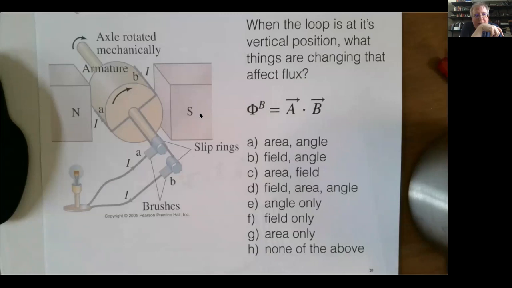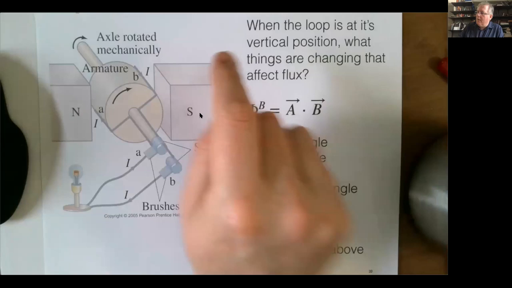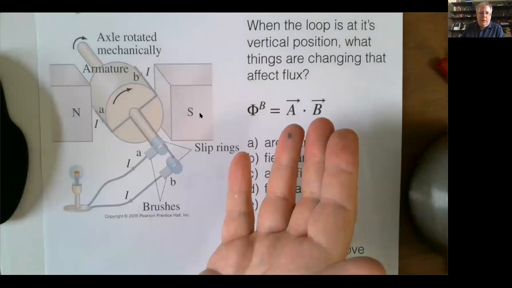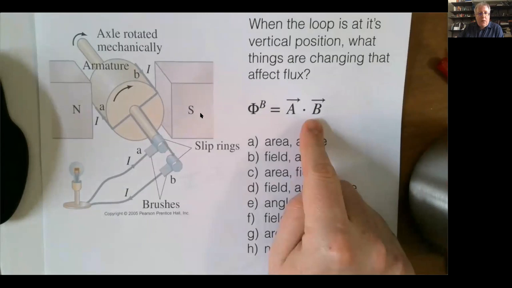Seeing A, B, D, and E. Okay. So here's the first question. As we rotate this thing, is the strength of the magnetic field B changing? And we can just assume a uniform field. No, it's not changing. We're not moving these magnets, and we're not changing these magnets. So B is actually constant.